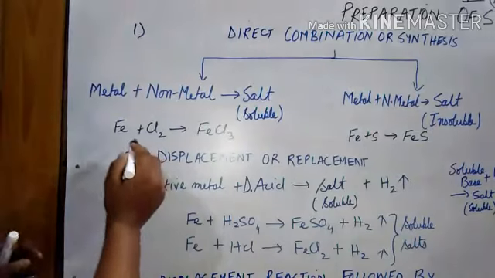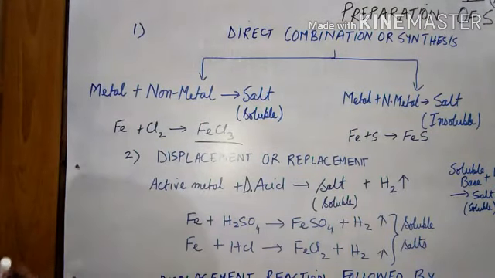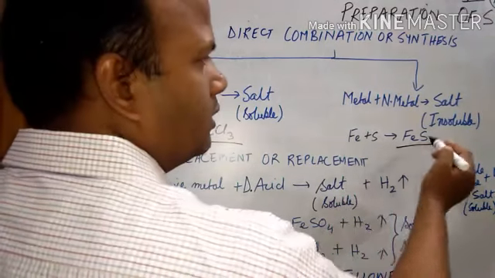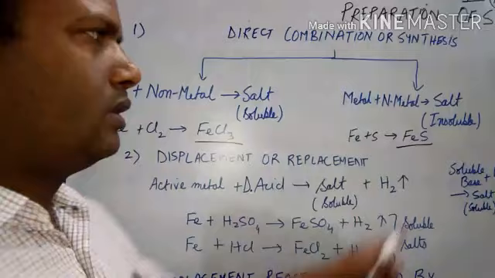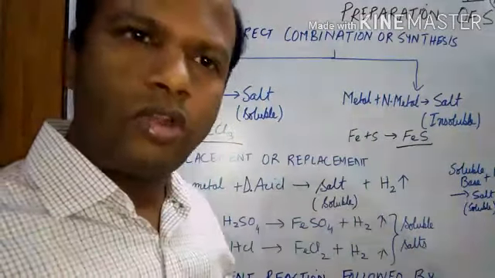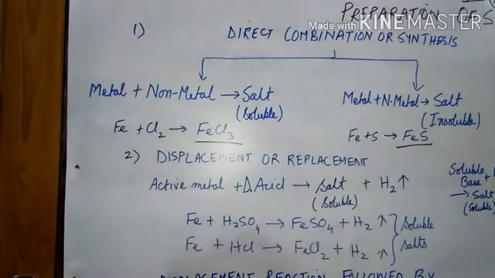For example, I have written here iron plus chlorine gives FeCl3. All the chlorides are soluble salts. We have iron plus sulfur gives iron sulfide. All the sulfides are insoluble salts. So that table is very, very necessary and very, very important.